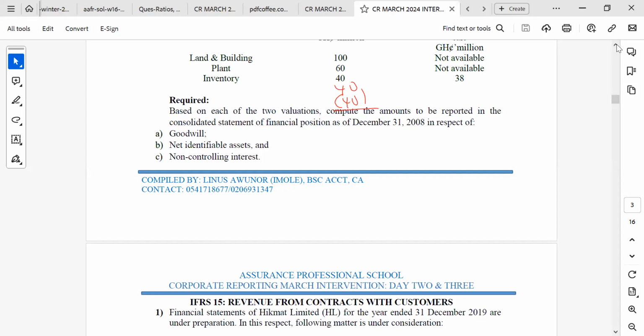But under the second situation, our asset will still be 240 because there will not be any impairment. We come and add the fair value adjustment over there. Let's count to the non-controlling interest. Let's determine the non-controlling interest in the first place.